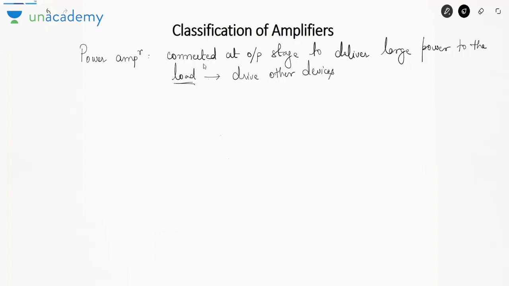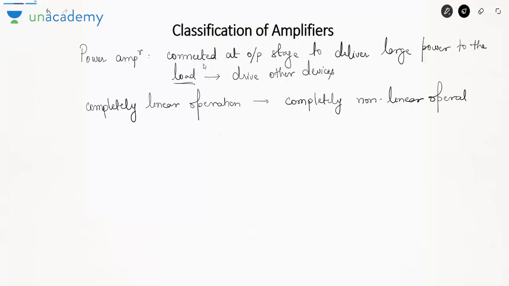Now what we do is we classify the amplifier based on their output or based on their amplifying range. Okay, that is, amplifier can vary from completely linear operation to completely non-linear. It can also lie in between, but we can have two extreme possibilities. That is, either the amplifier completely operates in the linear region or it completely operates in the non-linear region, but most of the amplifiers will switch between linear and non-linear region, that is for some amount of time in the linear and for other amount of time in the non-linear.